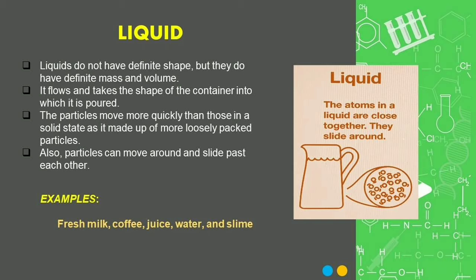Liquids do not have a definite shape as they flow and take the shape of the container into which they are poured. However, they do have a definite mass and volume. For example, when you pour 5 ml of water into a cup, it will take up the cup's inner shape, and even if you pour it into a bowl, it will still take up the shape of the container and maintain its constant volume. In this state, the particles move more quickly than those in a solid as it is made up of more loosely packed particles, but its volume is maintained.